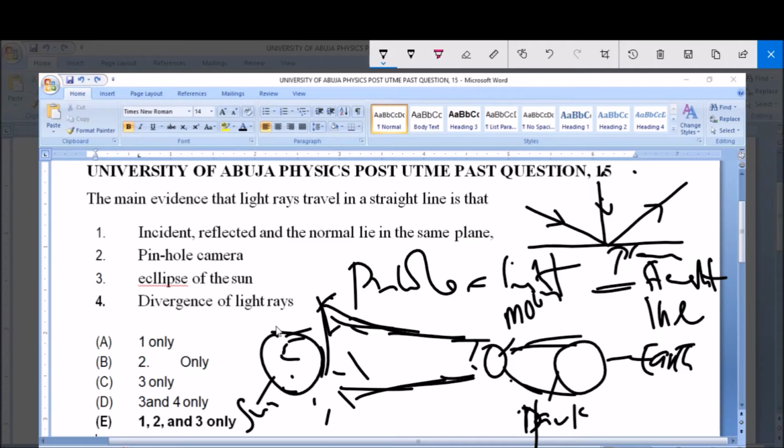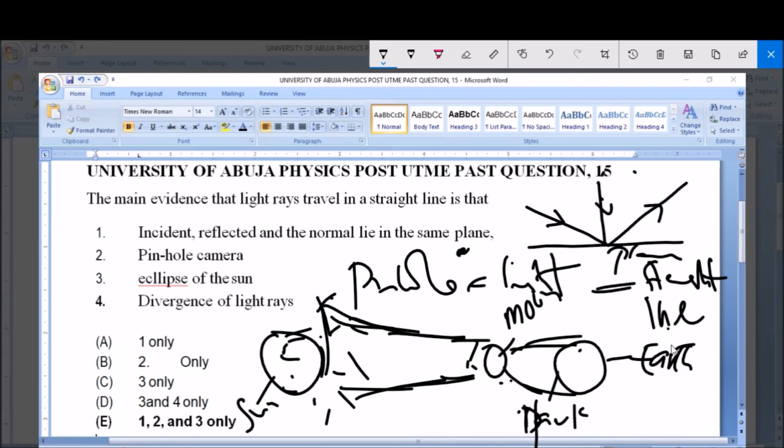Now, you notice that the light was traveling in a straight line. That's why when these three heavenly bodies are arranged in a straight line, we experience an eclipse. Now, if they are not in a straight line, let's say the moon is situated somewhere here, and then the earth is here, and then the sun is there, there will be no eclipse. But now, due to the fact that light travels in a straight line, if the moon is here, it will obstruct the path of the light, thereby casting the shadow on the earth. Now, you agree with me that eclipse of the sun is an evidence that light travels in a straight line.